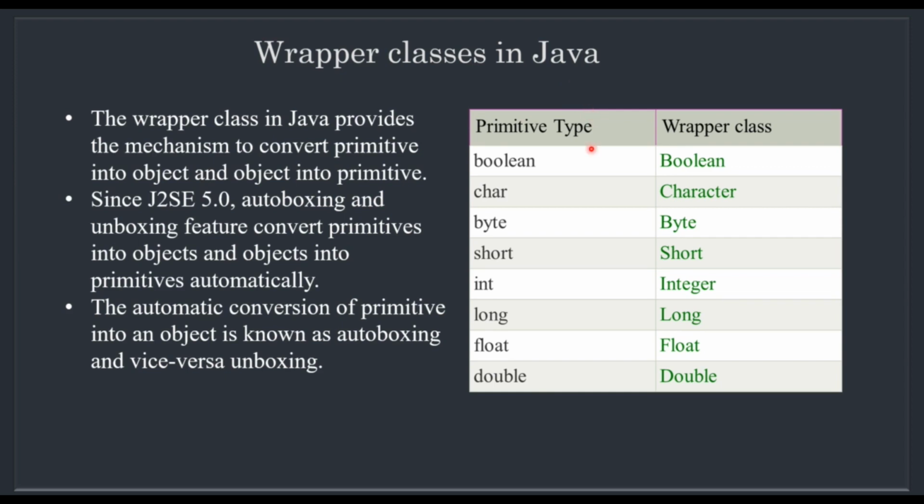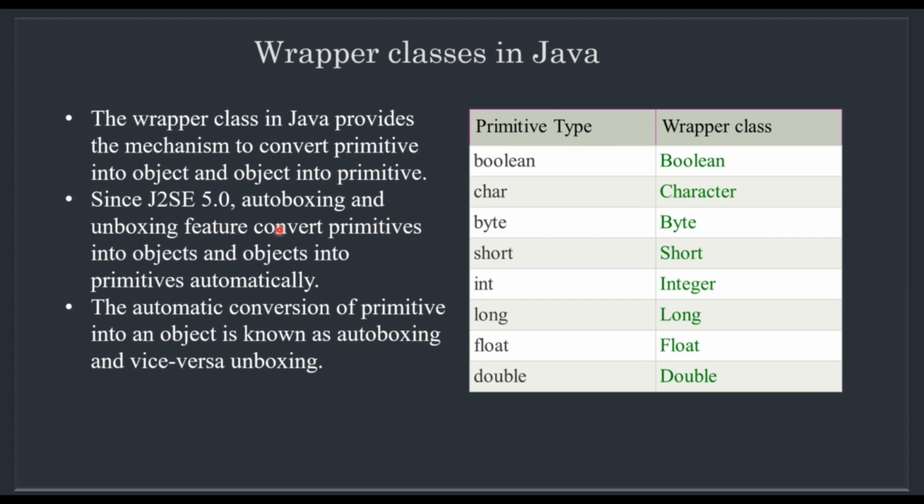But when we are declaring variables, we are just declaring primitive data types, like in C. So to become a 100% object-oriented language, we want to convert those data types into objects or vice versa. For that concept, we are using wrapper classes. So the wrapper class in Java provides a mechanism to convert primitive into object and object into primitives.